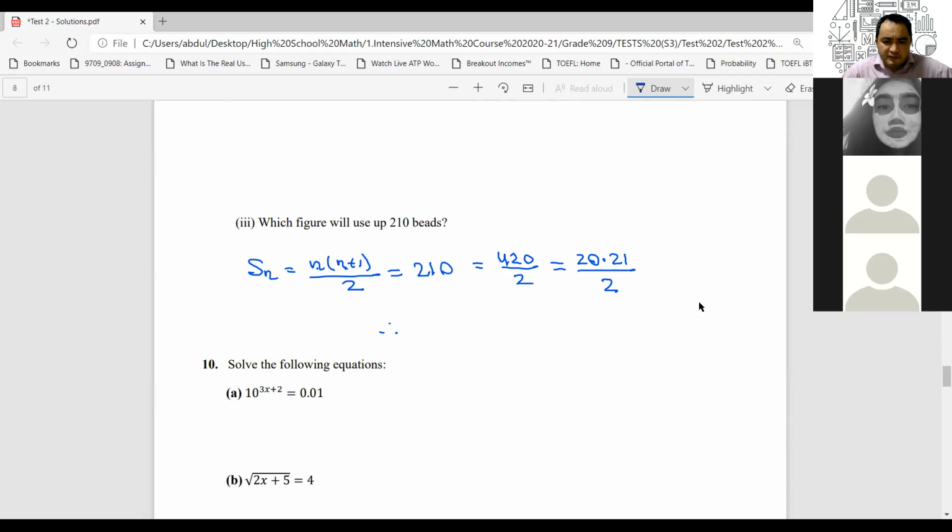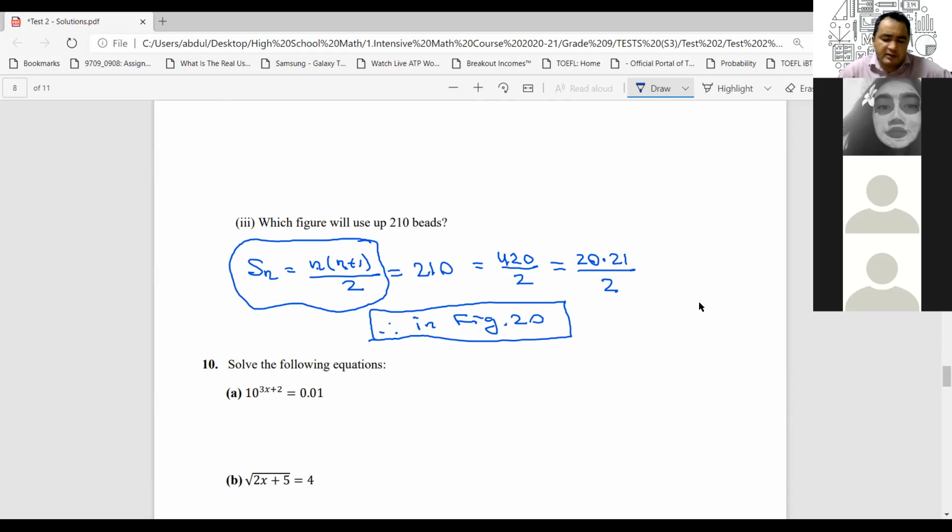So which figure is it? In figure 20. To form figure 20, we have to use 210 beats. Now, if you know this idea, it doesn't matter whether it is 210 beats or 10,000 beats or 1 million beats, just use this formula, because we know the general term formula here. So we get the answer.